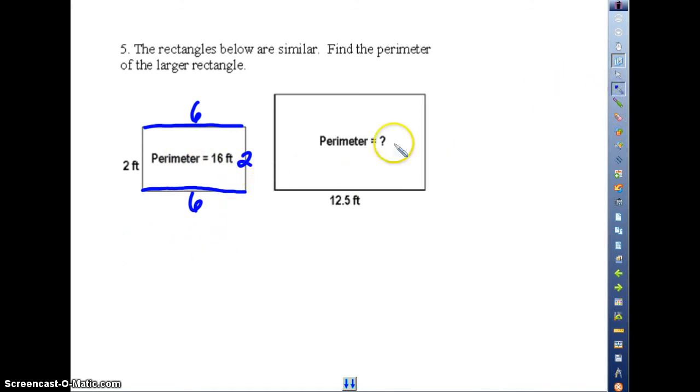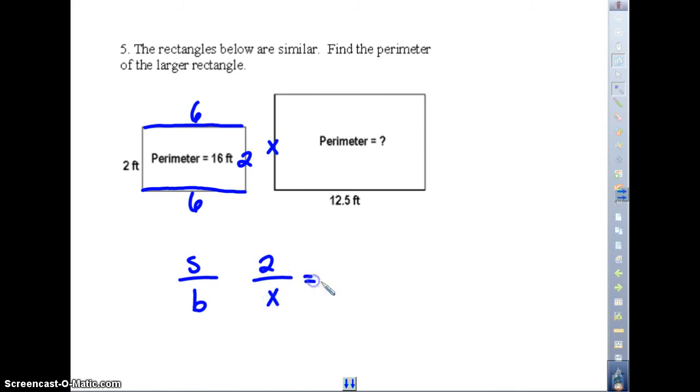Now you can set up a proportion to find this length here. You could say small to big. 2 in the small corresponds to x in the big. 6 in the small corresponds to 12.5 in the big. You could cross multiply, solve for your x, get your perimeter that way.